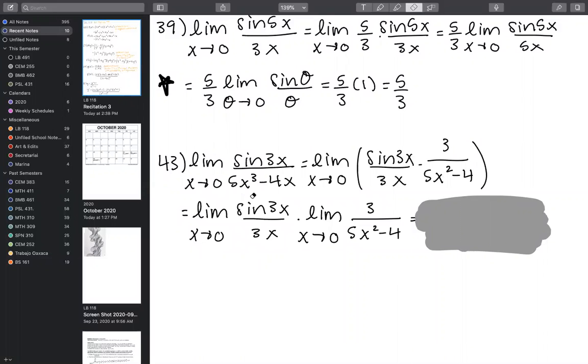We evaluate this limit as being 1. We evaluate this limit as we do all other limits. We just plug in the 0. So then it just ends up being 1 times 3 over 5 times 0 minus 4, which is just 1 times negative 3/4, which is just negative 3/4. And that's how you do these problems.